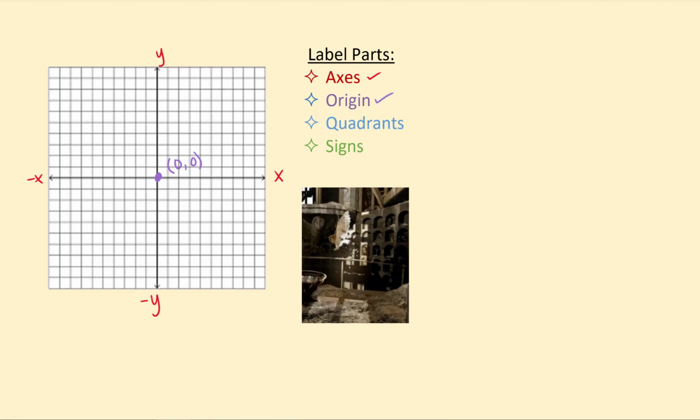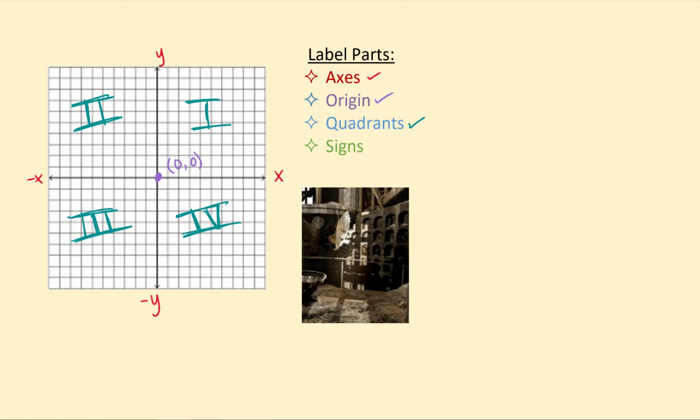Alright, the next part is our quadrants, and we have 4 of them. You automatically think you know which way it's going to go, but you're probably not correct. This is quadrant 1, here's quadrant 2, quadrant 3, and quadrant 4. When we write our quadrants, we write them as Roman numerals. And now we've labeled our quadrants.